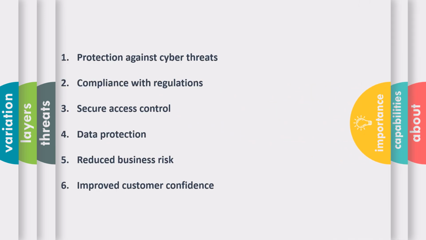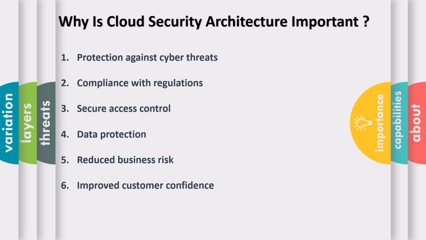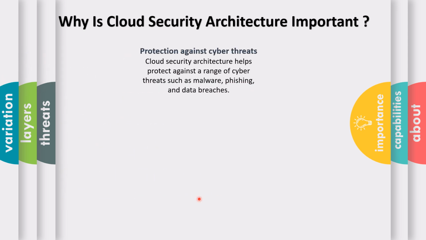Then we will look at why cloud security architecture is important. There are some reasons: protection against cyber threats, compliance with regulations, secure access control, data protection, reduce business risk, and improve customer confidence. So we will understand each point. Protection against cyber threats: cloud security architecture helps protect against a range of cyber threats such as malware, phishing, and data breaches.